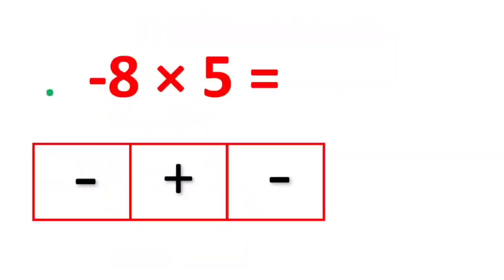Here is the first question, negative 8 multiply 5. First we multiply the numbers. 8 fives are 40. We write the answer 40 here. What will be the sign here, negative sign or positive sign? Some students get confused here about what to write.